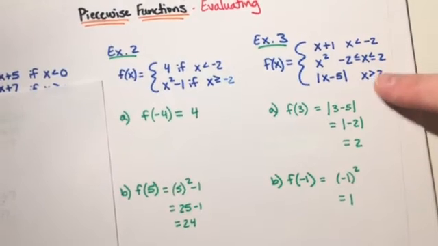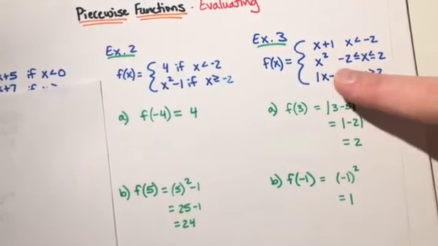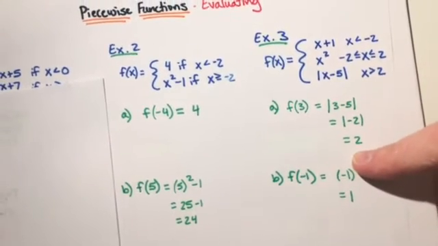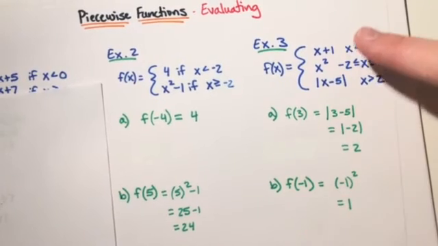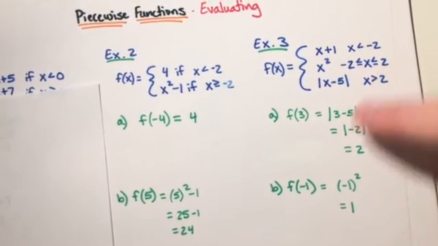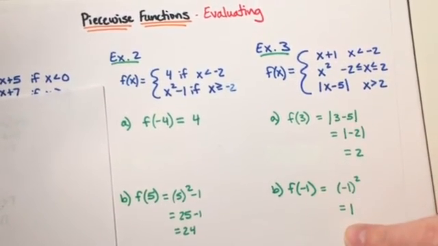So that would fit into the category of the third piece where x is greater than 2. So we simply plug that in and simplify for absolute value, so that's just equal to 2. And then f of negative 1 would be in the category between negative 2 and positive 2. And we simply plug that one in and just square negative 1 and we get 1.